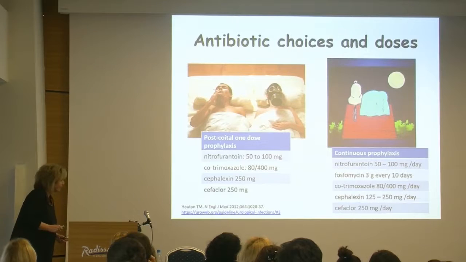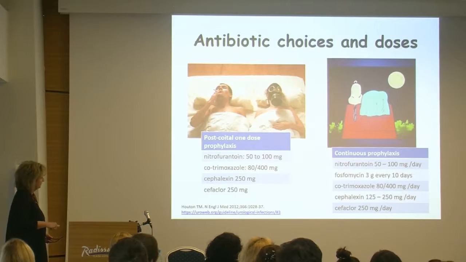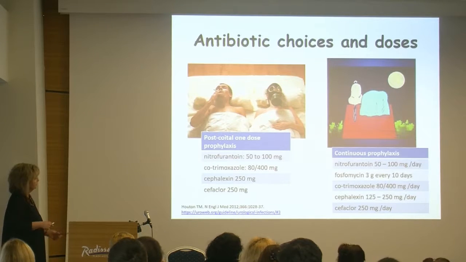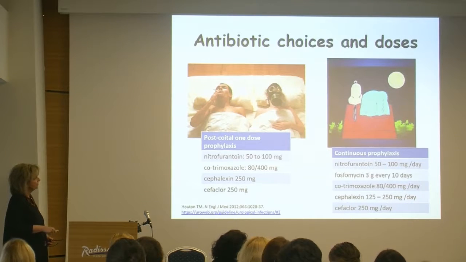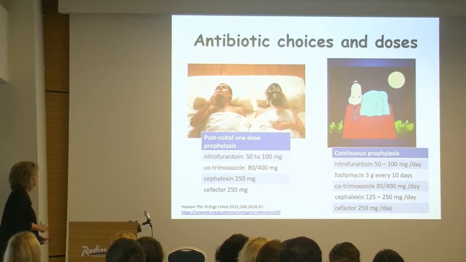Antibiotic choices. One is the postcoital 1 dose. These are the dosages. You can use a cephalosporin, which one? In some countries we used to have cefalexin. Now we have cefadroxil. It depends. 1 dose. This is easy. And then continuous prophylaxis. This is the usual dosing of this prophylaxis.